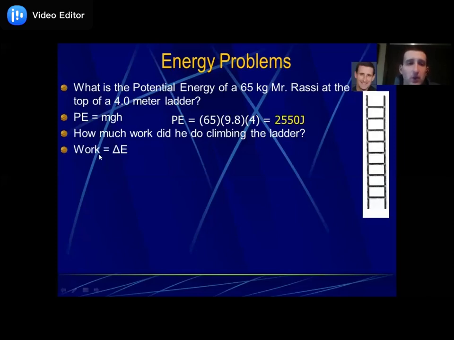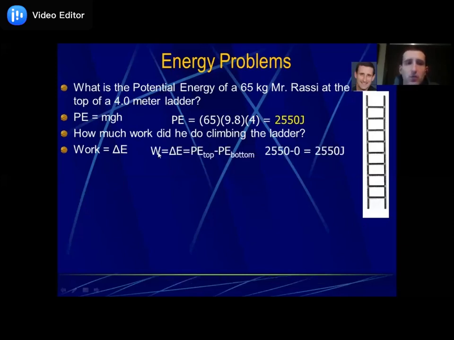So first of all, work equals the change in energy, right? And kinetic energy really isn't playing into the equation. At the base of the ladder, he wasn't moving. At the top of the ladder, he's not moving, so the kinetic is 0 in both cases. We're not even going to talk about the kinetic. What changes between the base and the top of the ladder is his potential energy.